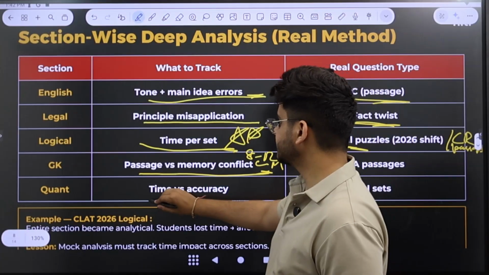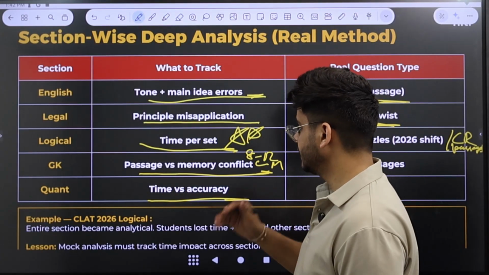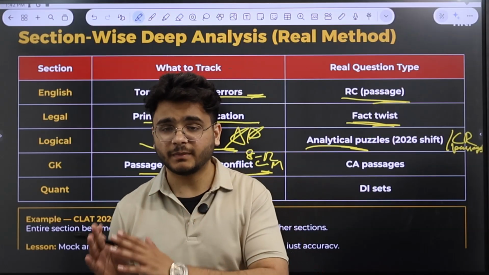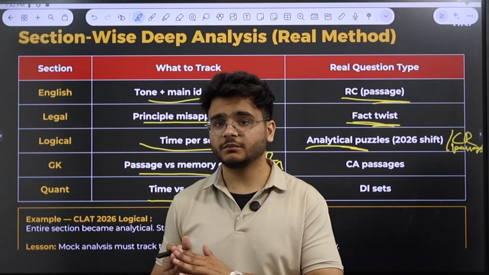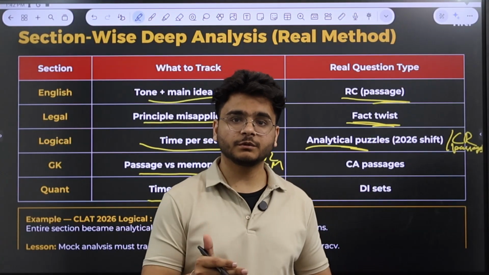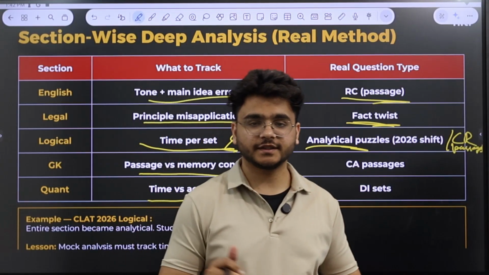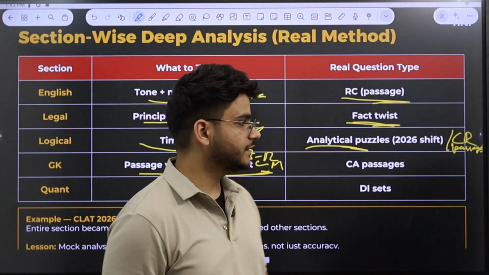Quants may, of course, the legal, like the logical section, time versus accuracy. So, should I attempt maximum number of questions in minimum time, or should I attempt minimum number of questions in maximum time? How can you maximize your accuracy in this section? That is the main thing to track.